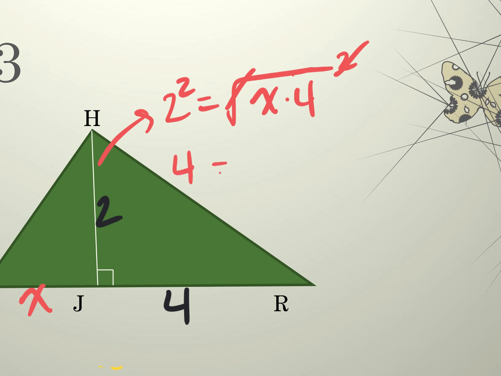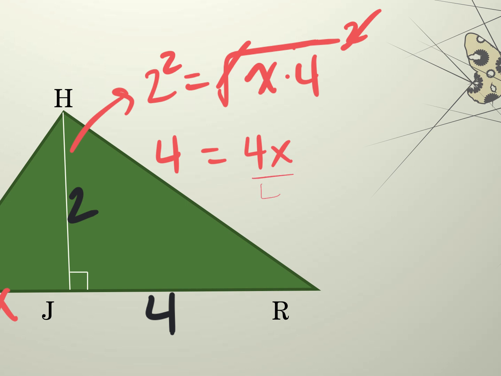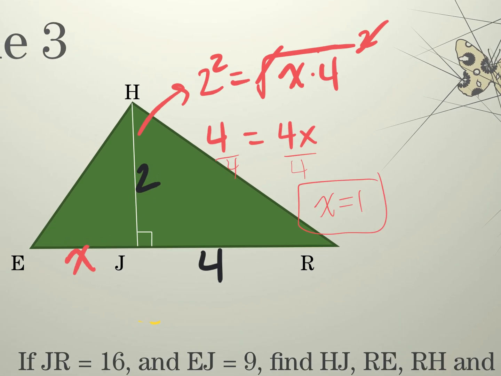So we have 4 equals, what's X times 4? How can I rewrite that? Just 4X. What do I do next? Divide by 4. And what's 4 divided by 4? X is equal to 1. So X is equal to 1.